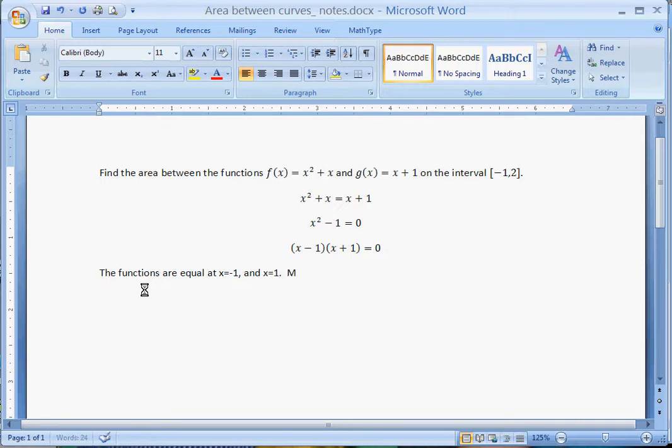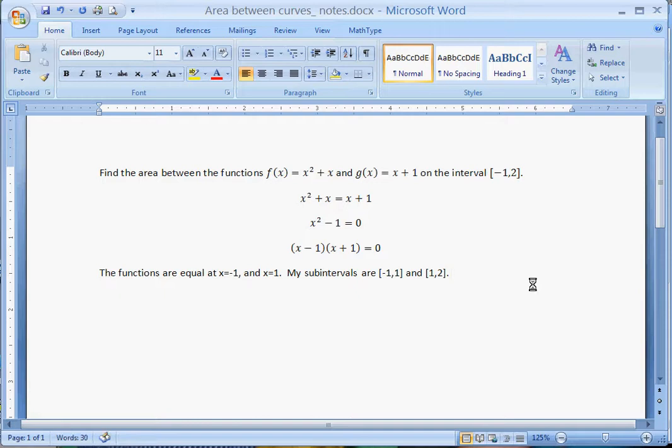That means my subintervals are -1 to 1. I'm guaranteed that one of the functions is higher between those because these are the only two places that they cross, and the rest of my interval is 1 to 2. Now I have to figure out which function is higher actually on the interval -1 to 1. I'm guaranteed that one is higher or the other one. Let's check a point in the middle.